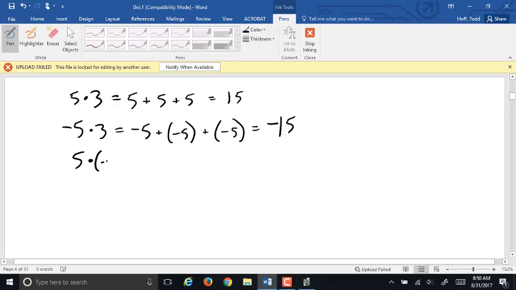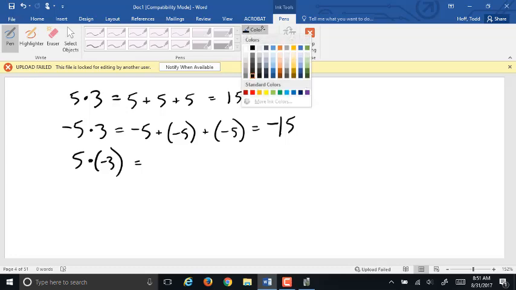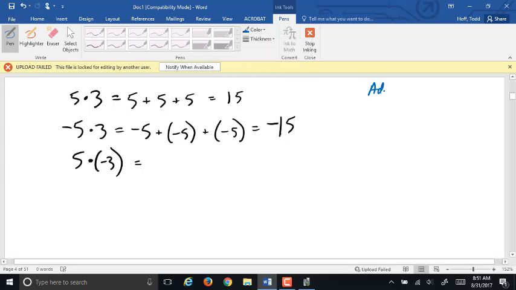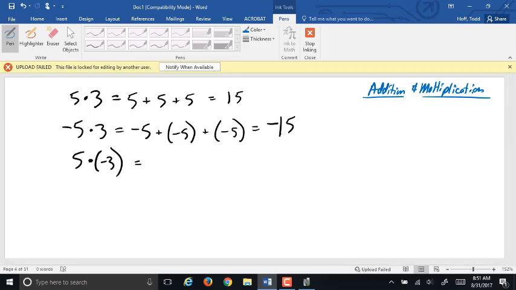5 times a negative 3 is a little bit harder to deal with. I can't take 5 and repeat it negative 3 times, can I? So what I have to do, one of our properties of numbers is that for addition and multiplication, if you think about it, addition and multiplication are the forward version of each operation. Does that make sense? The subtraction is going backwards and division is going backwards.